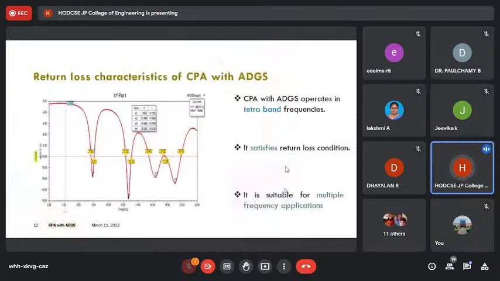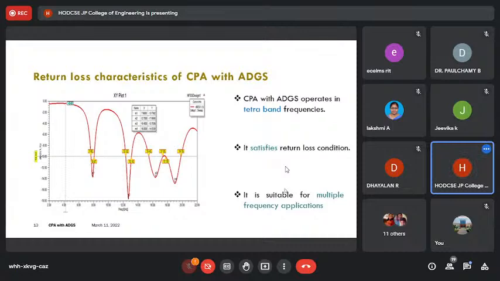Let us understand the proposed work. We have already discussed the existing antenna. Now let us see how the proposed work performs well, starting with the return loss. This is the S parameter curve.